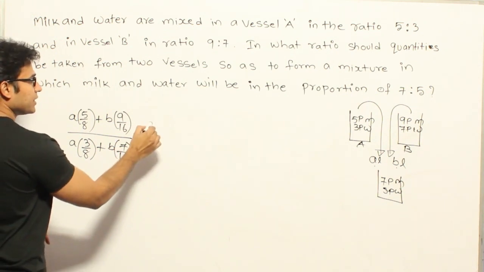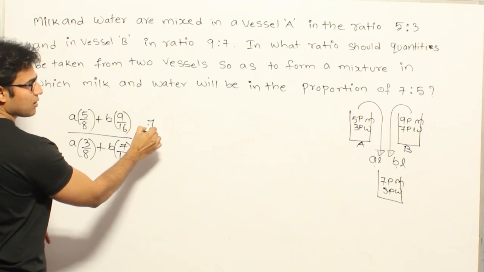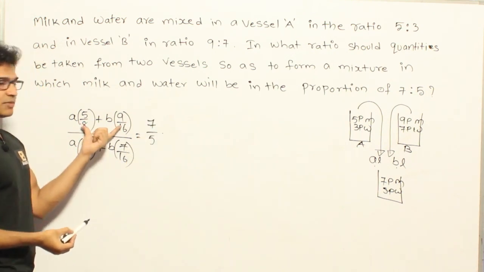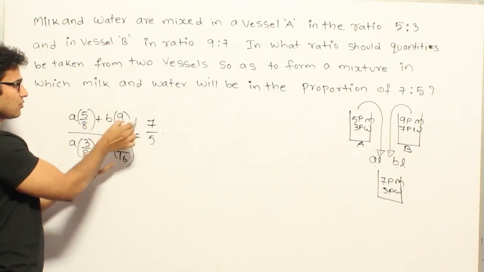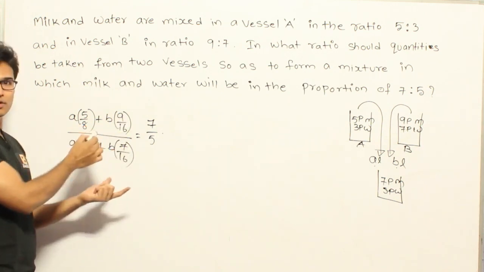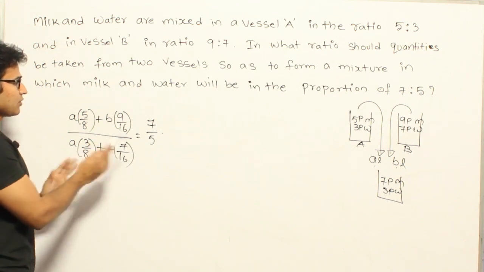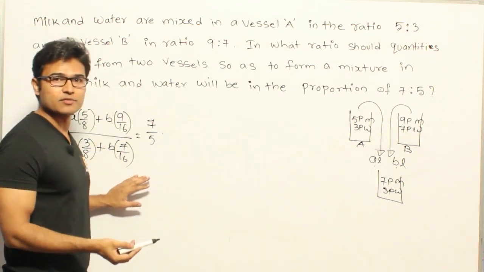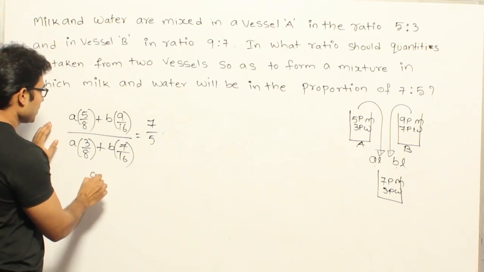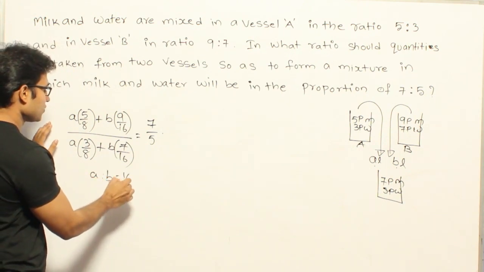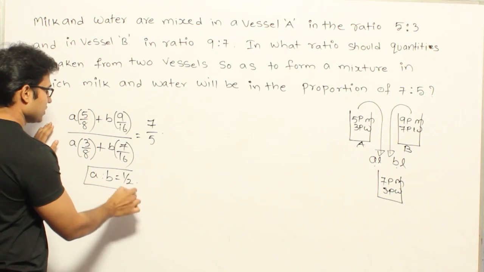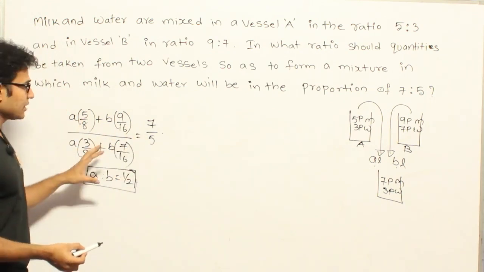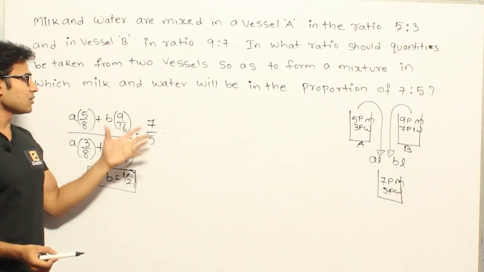Now they have given that milk to water is how much? 7:5. Are you getting this? In the final mixture, this is going to be the milk and this is going to be the water. It is going to be 7:5. Now you can apply cross multiplication and find the ratio between A and B. If you solve it, you are supposed to get A to B equal to 1:2. But if you don't remember any formula of alligation and all, you can go this way, but it might be somewhat difficult to compute.